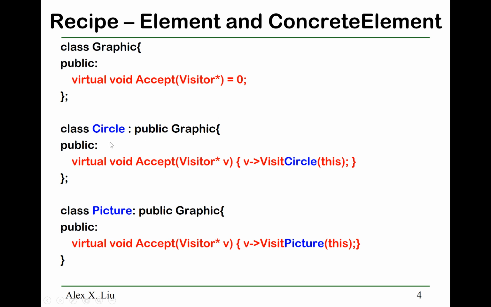For each derived class, say X, add a function. We need to implement this pure virtual function. So we add a function virtual void accept(Visitor* v), and then in this function, we have only one statement: v->visit(this), where the visit function is for X. Here, this is the address of the current object, say X. So in the circle class, here this means the address of the current circle object. And in the picture class, here this means the address of the current picture object.